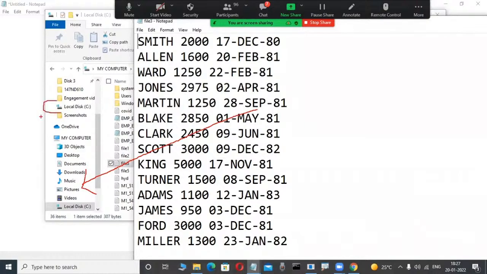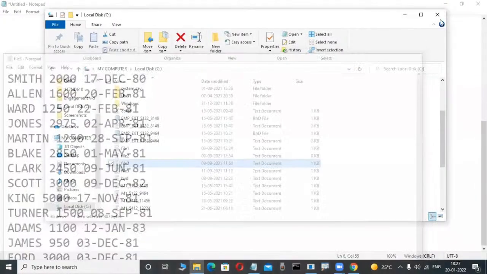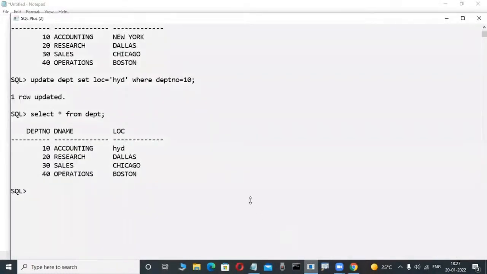You have to write a C program, Java program, .NET program or Python program, and only then can you fetch the file data. That is very difficult, because we have to write big application programs. But nowadays, database software is available. For example, these are relational database software.